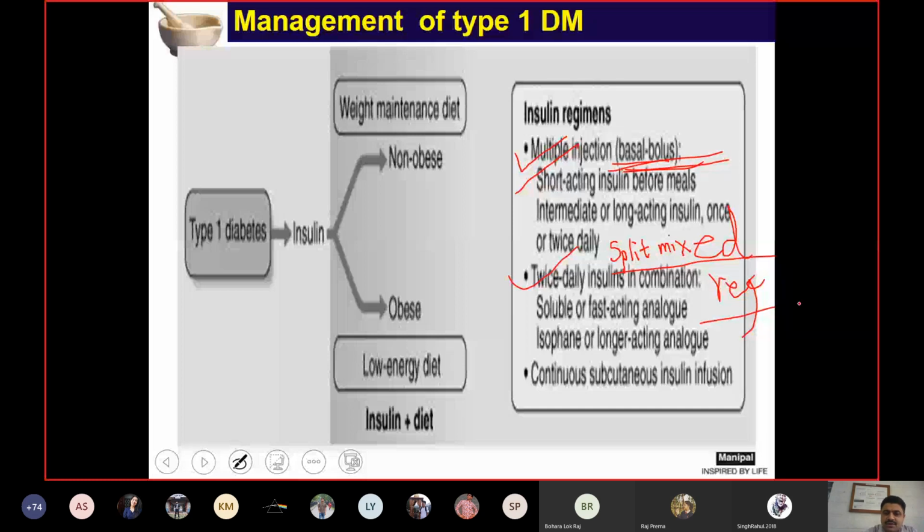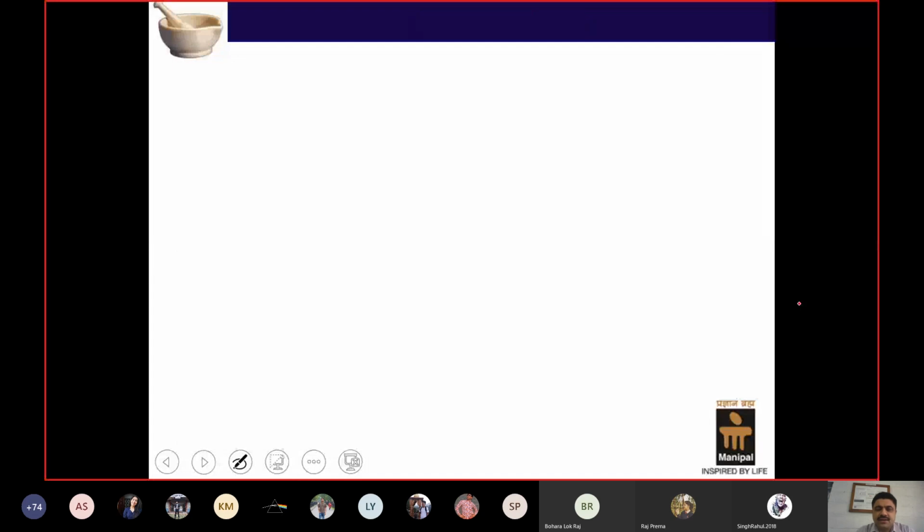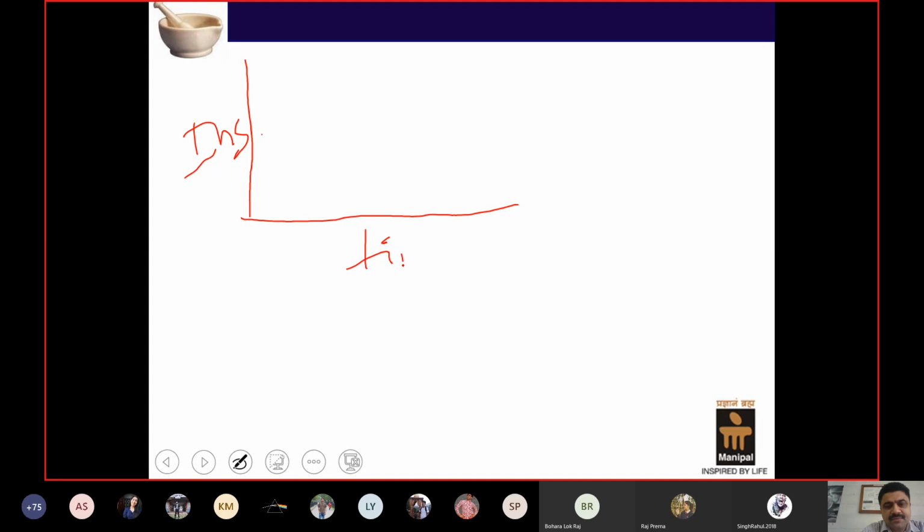So we will talk about this in a little bit of detail. For insulin, suppose this is a graph. Even this graph you can find in KD Tripathi also. One axis is insulin concentration, by time. And we have said that naturally the insulin is released.